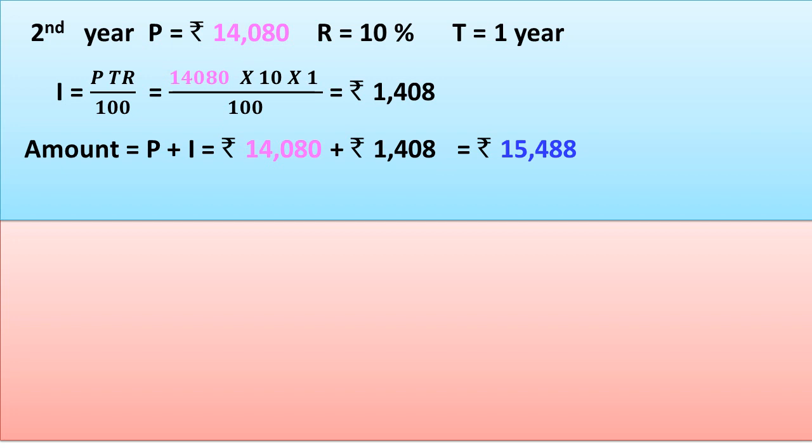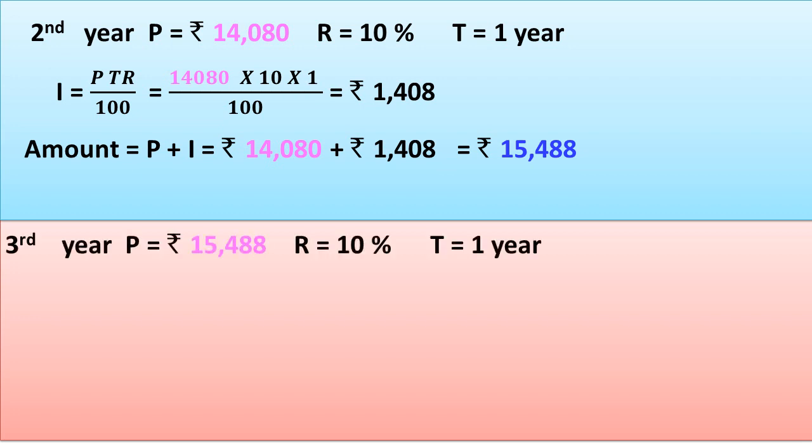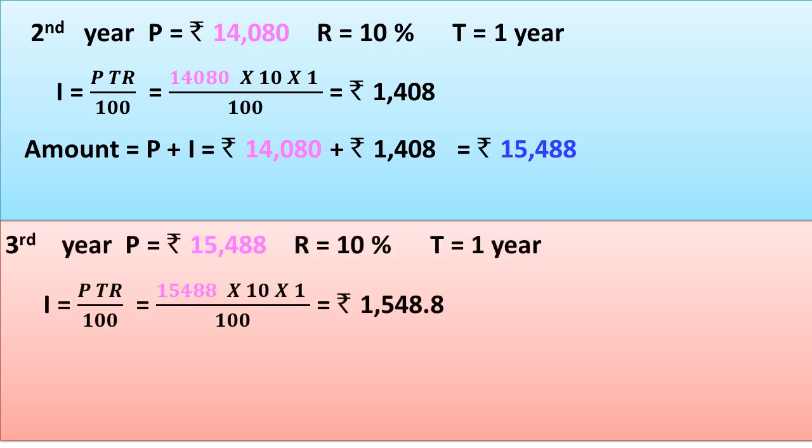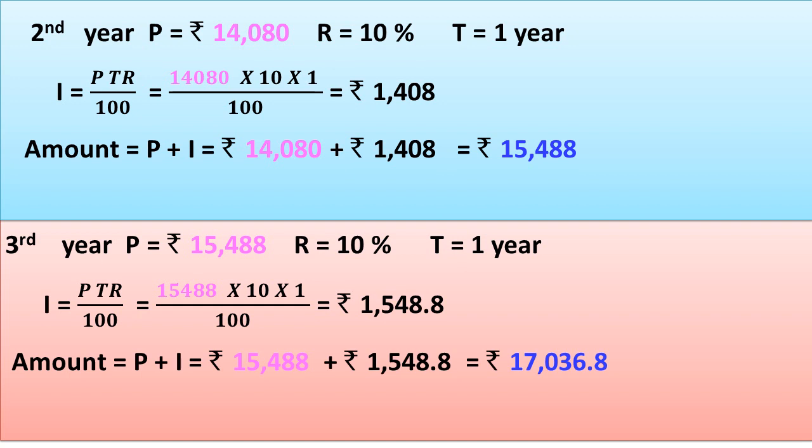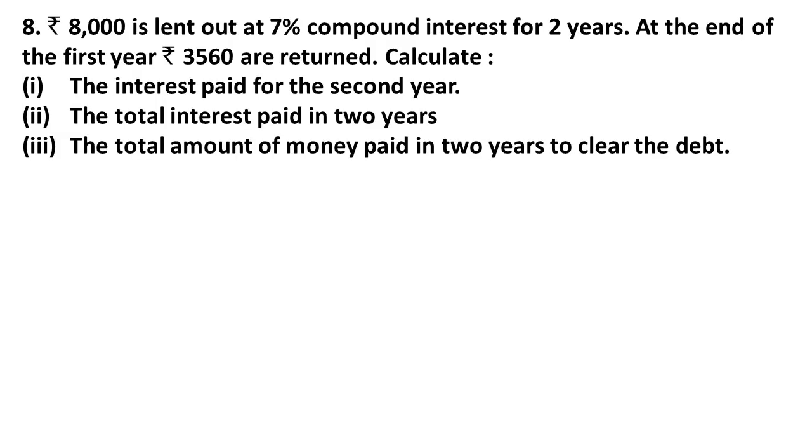15,488. And we need to know the total amount due to him at the end of the third year. So consider the amount at the end of the second year as the principal for the third year and find out the interest, and hence the amount will be equal to rupees 17,036.8.